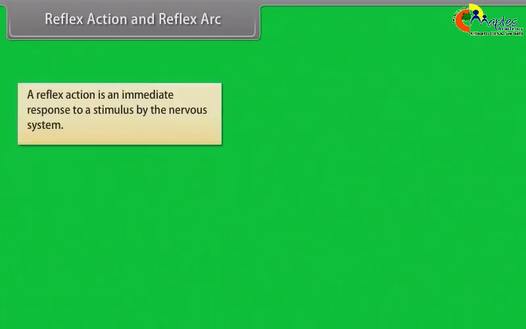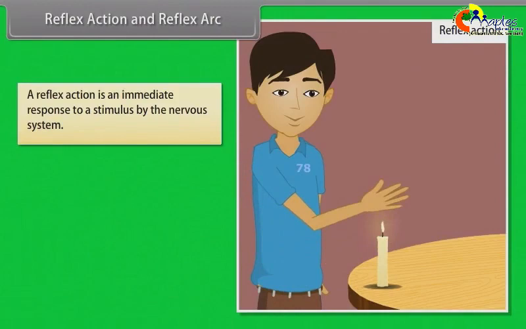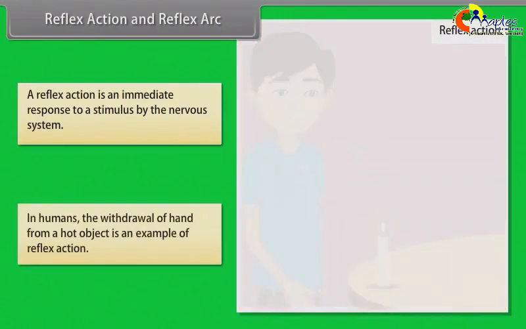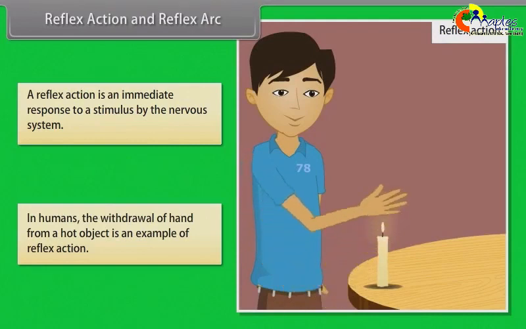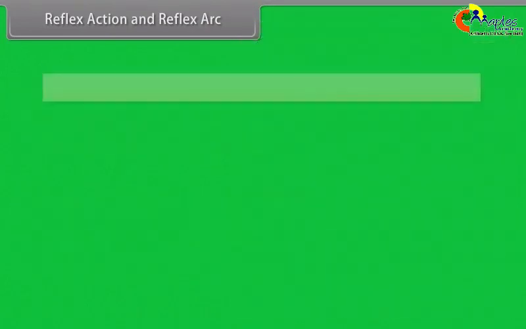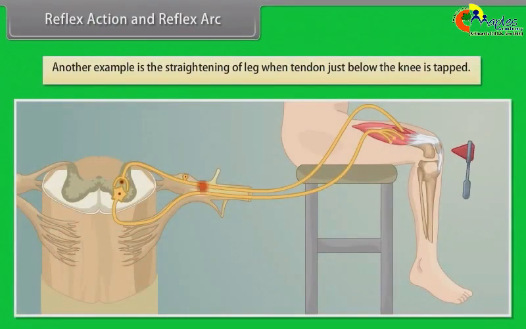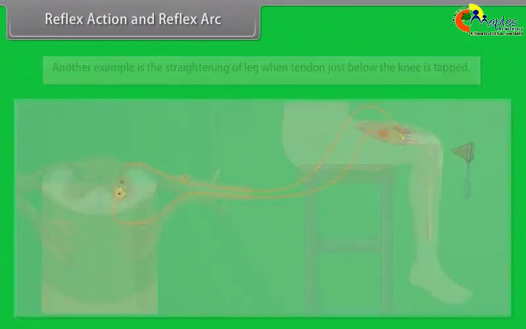Reflex action and reflex arc. A reflex action is an immediate response to a stimulus by the nervous system. In humans, the withdrawal of the hand from a hot object is an example of reflex action. Another example is the straightening of the leg when the tendon just below the knee is stabbed. Let's examine the reflex arc in more detail.